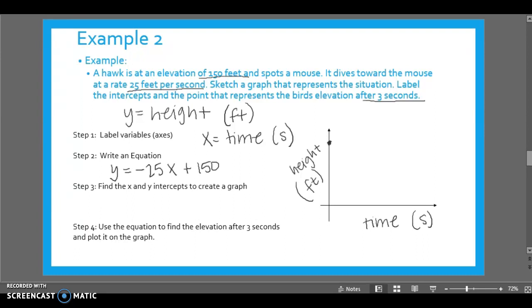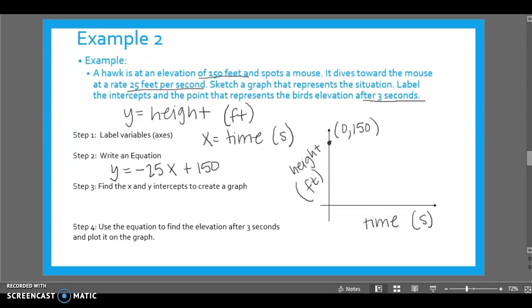So negative 25x. So he's going to go down, right? He's losing height. So after 1 second, he's going to be 125 feet. And then 2 seconds, he's going to be 100 feet. So we need to figure out when does he hit the ground. Okay, so we're going to figure out when does he hit the ground.